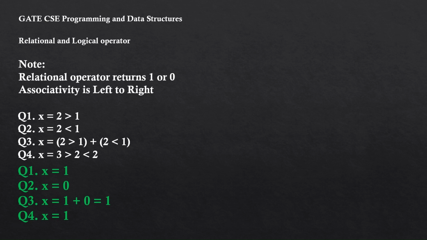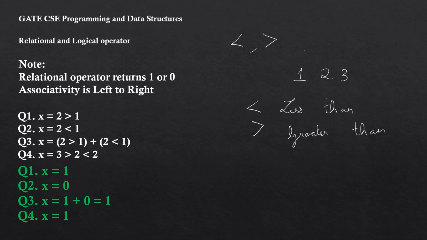Relational operator. With a relational operator, you're trying to find a relation between two operands. Any values you have, what is the relation between them? So we have two operators, less than and greater than. And it's a binary operator, that means you need two operands.